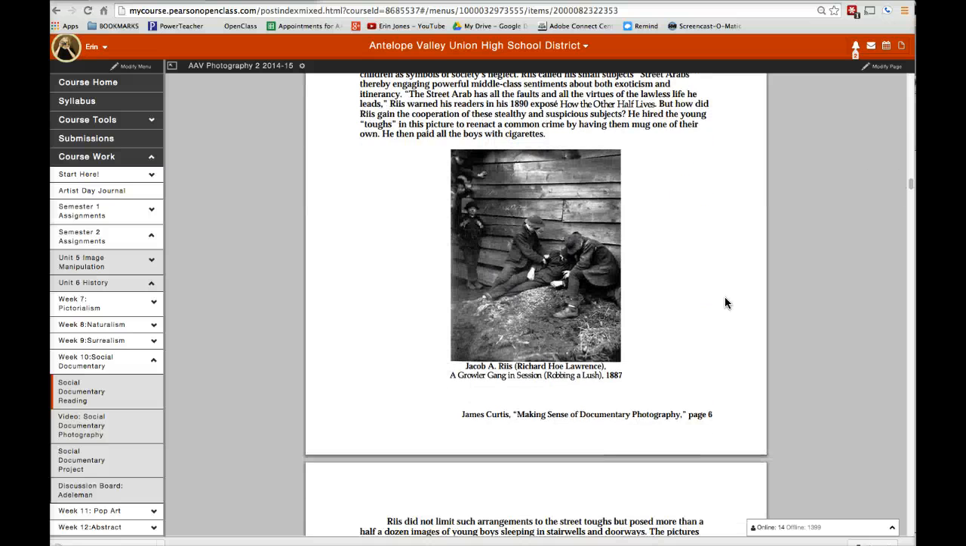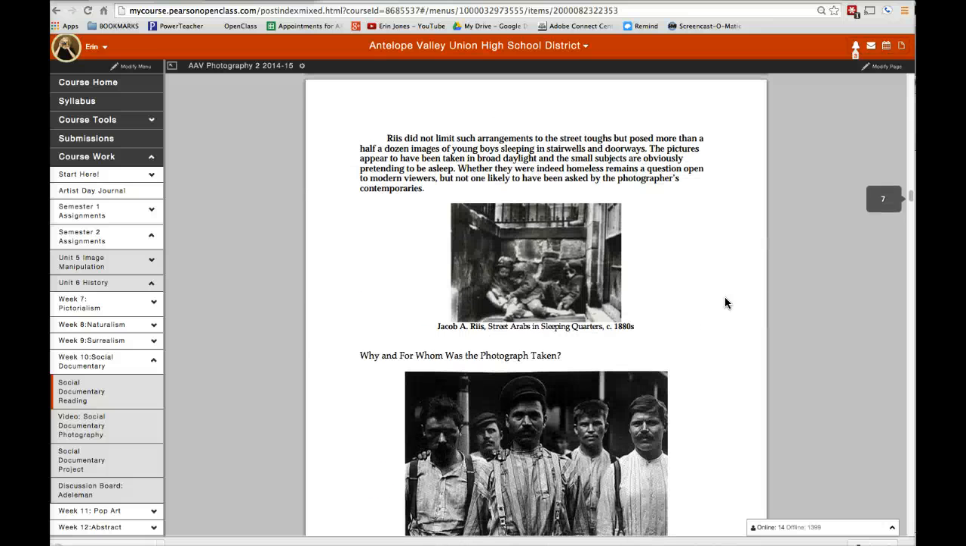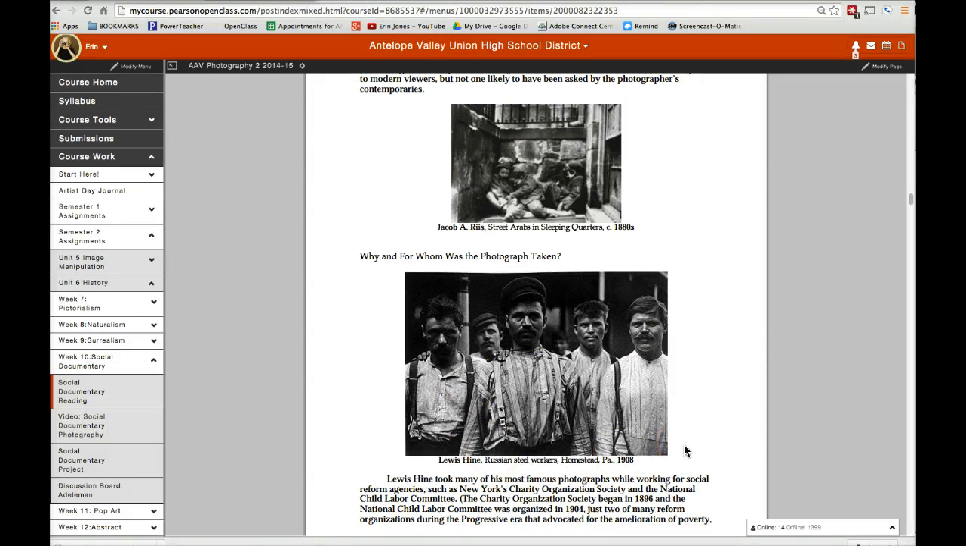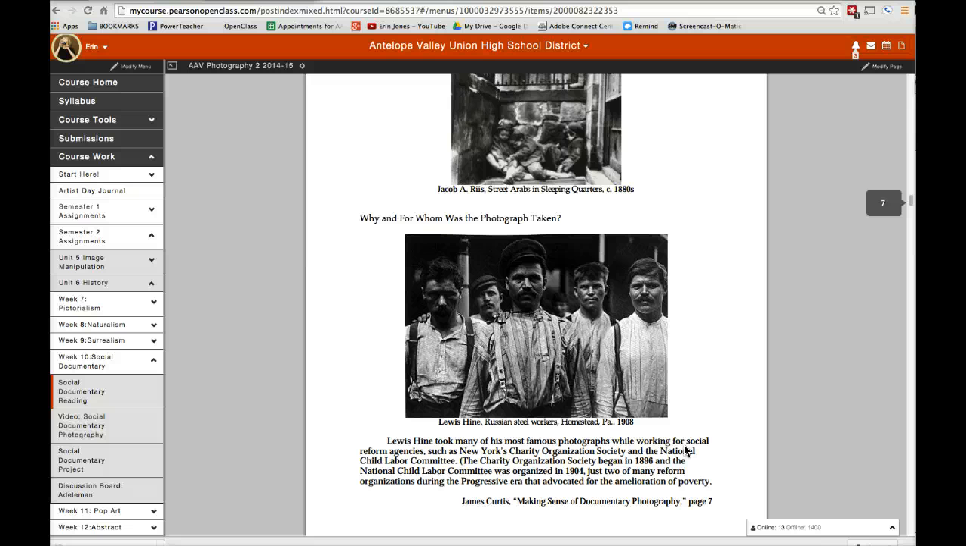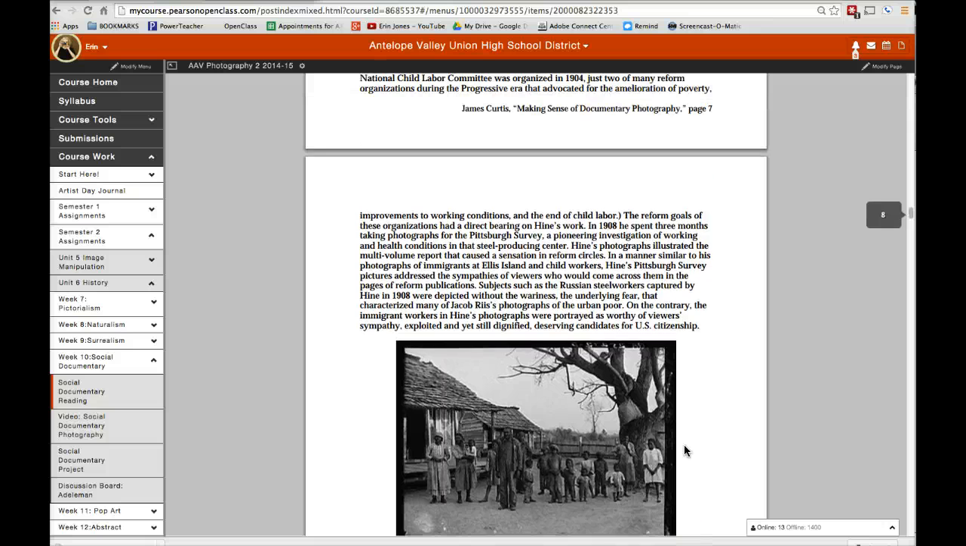This is some of the conditions in the ghettos, late 1800s, by Jacob Riis. Here's a Lewis Hind photograph. Steelworkers. Now his work had a lot to do with getting labor laws in place, unions, getting places unionized, and especially the child labor laws.